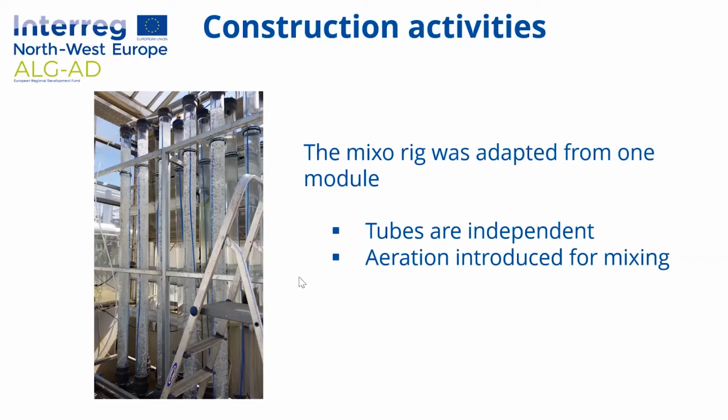So the idea is that we grow the algae from the inoculum up to a dense culture in the main reactor, and then we would harvest that and then transfer a dense culture, if you want, of the algae into this mixotrophic rig where mixotrophic growth would occur.